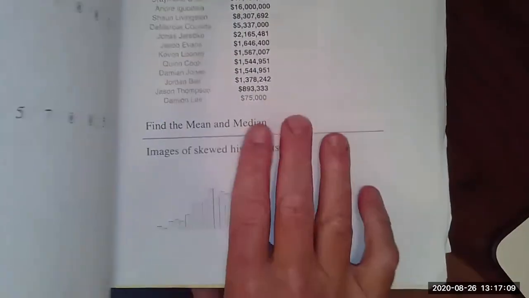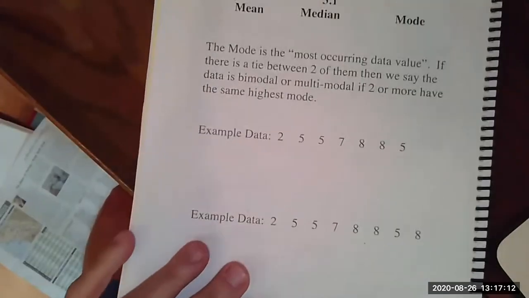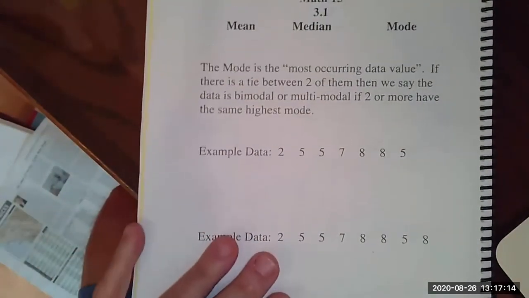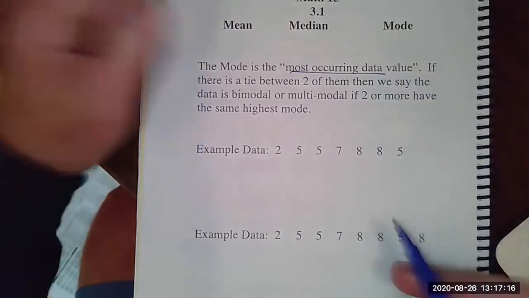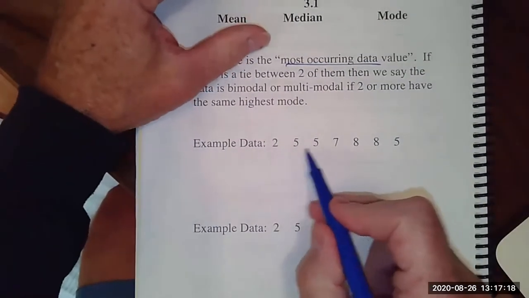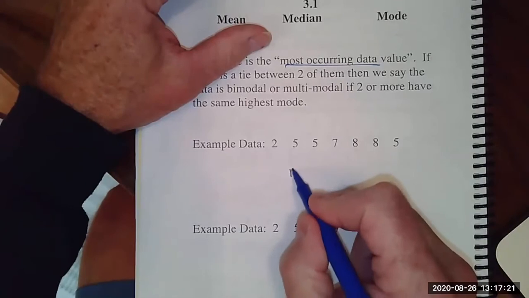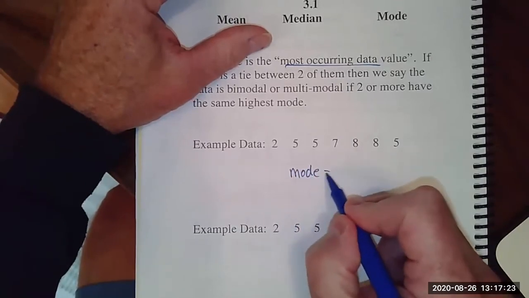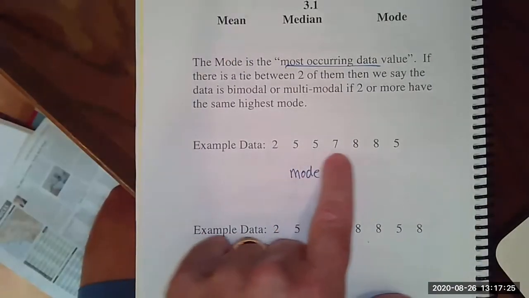Okay, and that leads me to the mode. The mode is the easiest because it's just the most frequently occurring data value. All right, it's easy. Okay, let's see. It's 5. Mode is 5, because there are three 5s. That's the most.